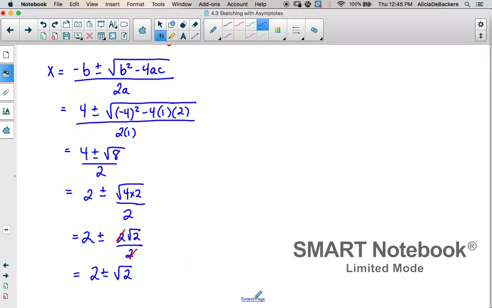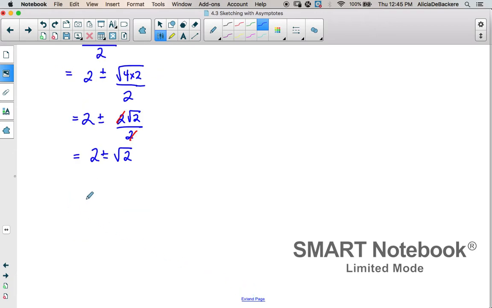Now, I'm going to want to use these values to sketch a graph. So I am going to change these to decimals. So I'm going to type it in once with the subtraction and once with the addition.